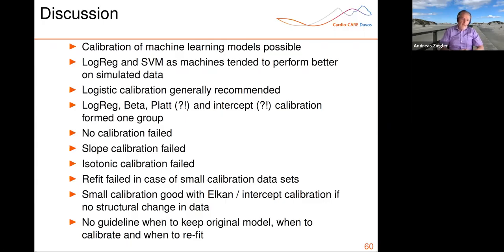And the final remark is there's still some work that needs to be done. We don't have a clear guideline. When should we keep the original model? When should we calibrate it? When should we refit it? What happens if we have unbalanced outcome data as in our mortality model? And with this, I think I'm at the end of the presentation. Thank you for listening.